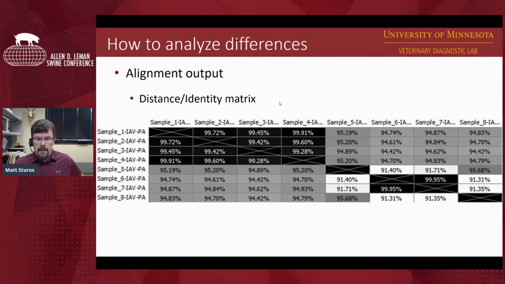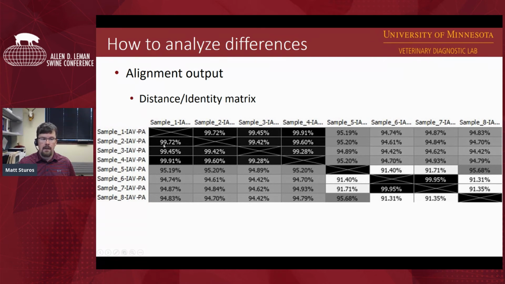So after it's aligned, what does the output look like? Albert showed the heat map. This is similar. These are the same 8 PA segments of the influenza virus that I was using in the other examples. In this case, the darker color, black, is closer together. You might see this right here is an identity matrix. It shows the percent identity between the different samples. You take the row and the column and you match it up. So sample 2 and sample 1 are 99.7% similar. A distance matrix would just be 1 minus this value.